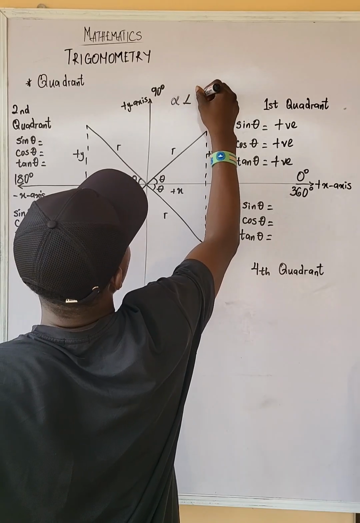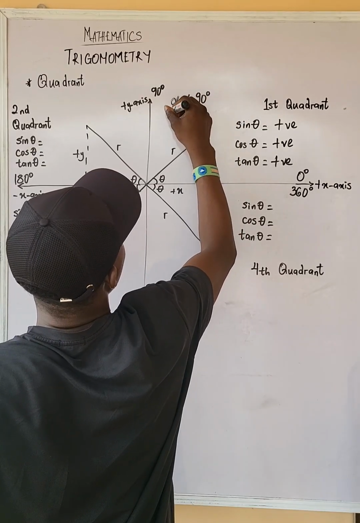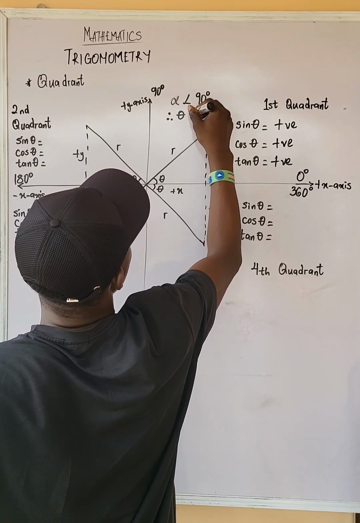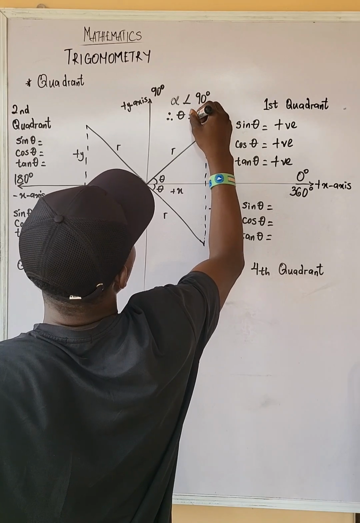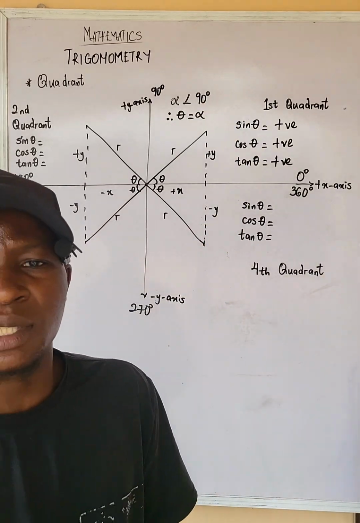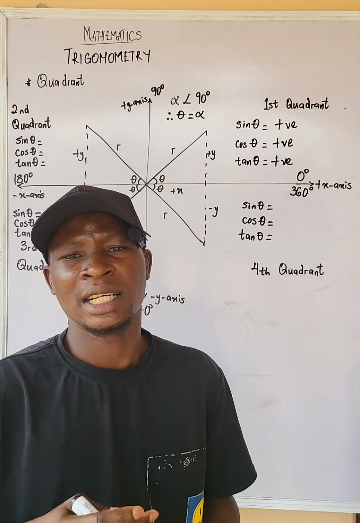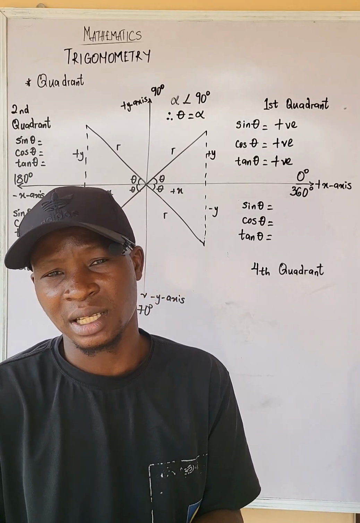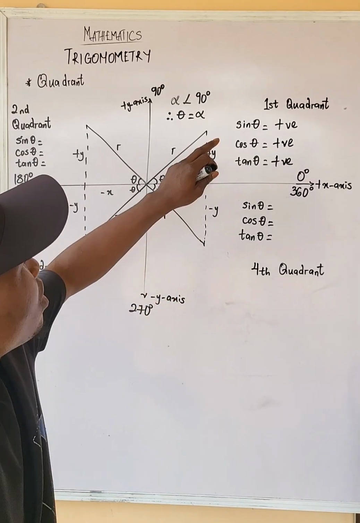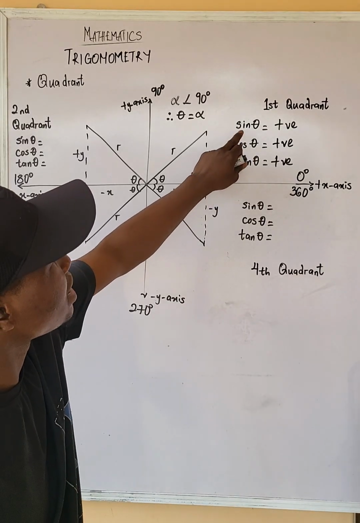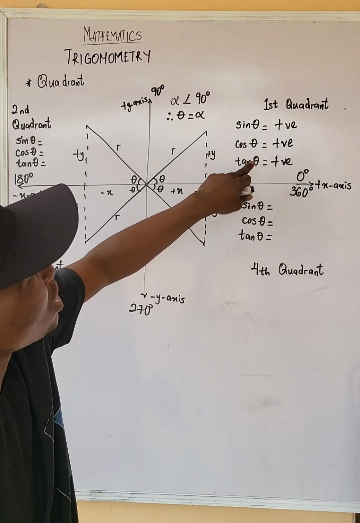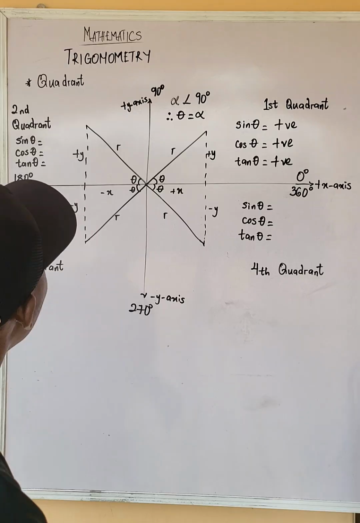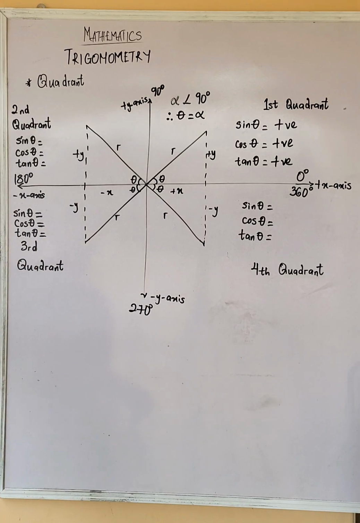So if your angle alpha is less than 90 degree, therefore your theta is equal to that angle. Can you understand? If anything falls between 0 degree to 90 degree, then the angle they are giving is still the same angle you will use. So it means that on the first quadrant, all are positive. You see that sine is positive, cos is positive, and tan is also positive.